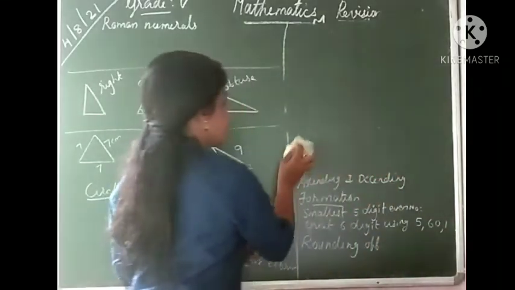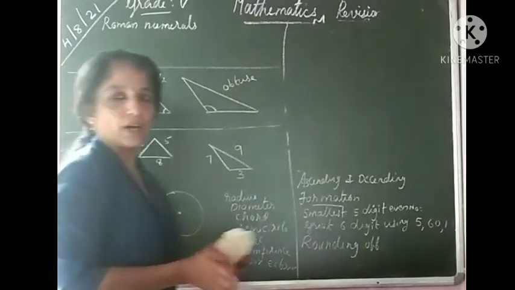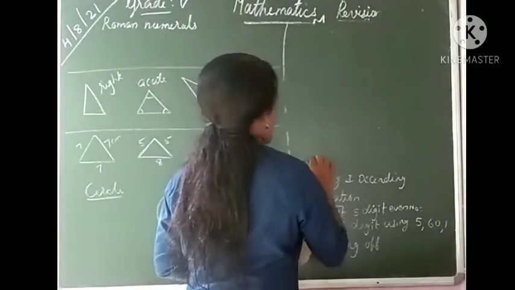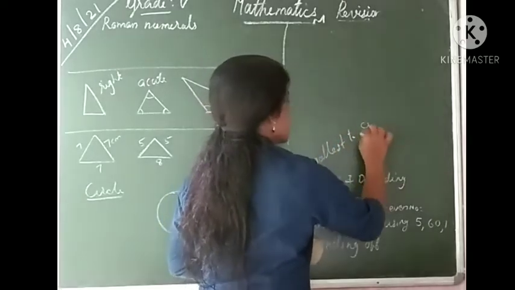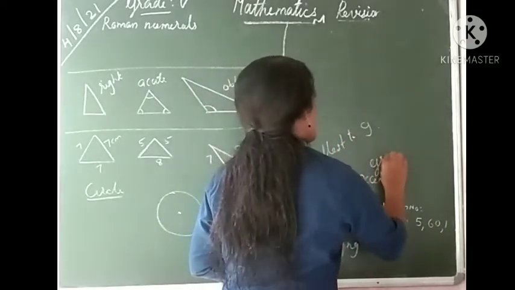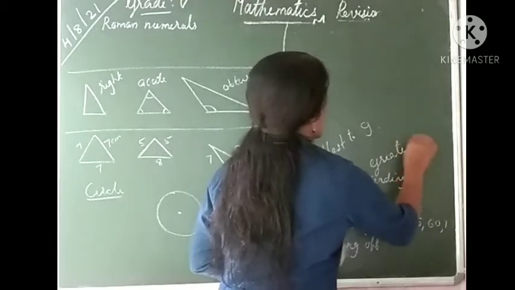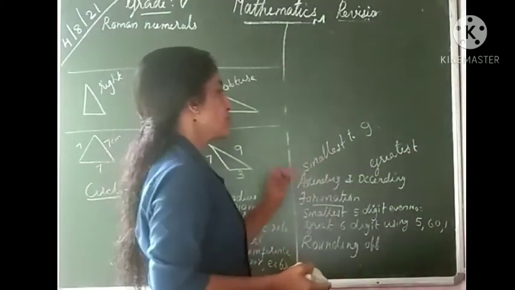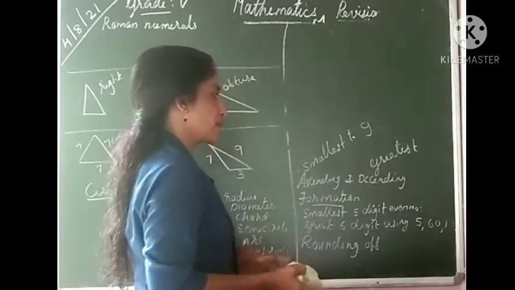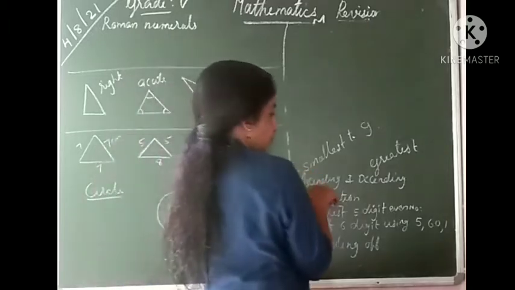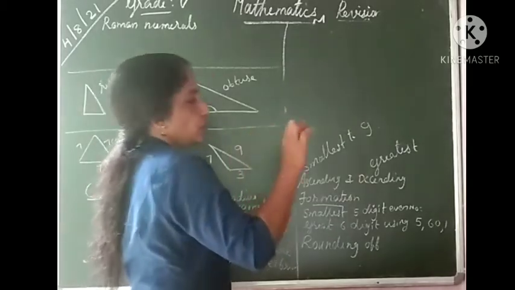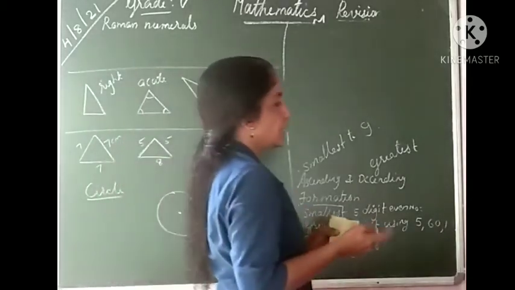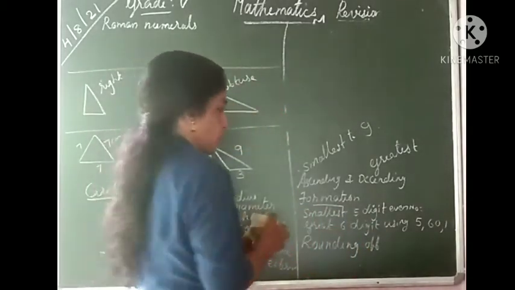Okay, now ascending and descending. You know, ascending means what? Smallest to greatest. Descending means greatest to smallest. Just like we compared, you have to find out which number is greater and which number is smaller. Then if you are writing ascending, you write smallest to greatest. If descending, greatest to smallest.